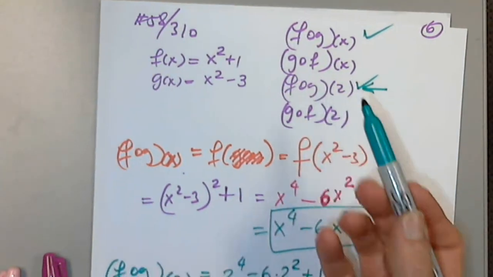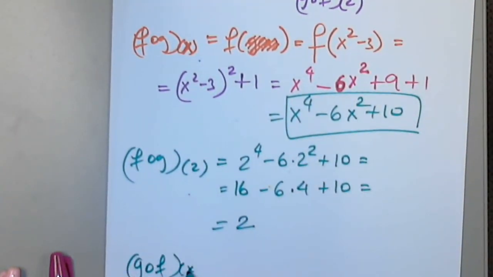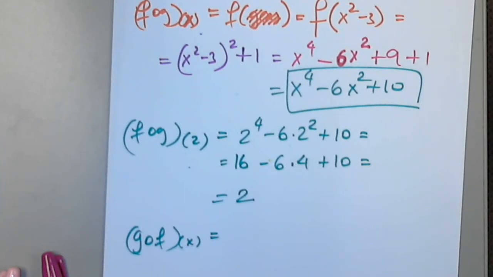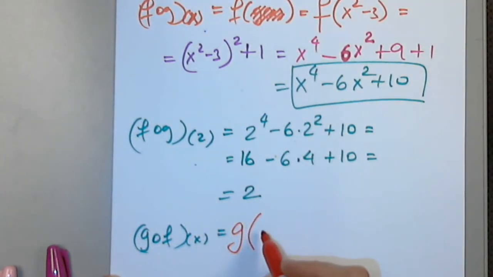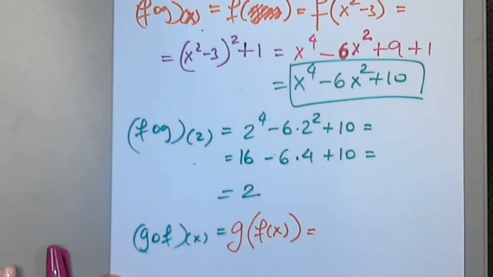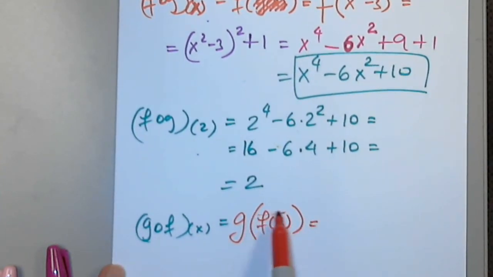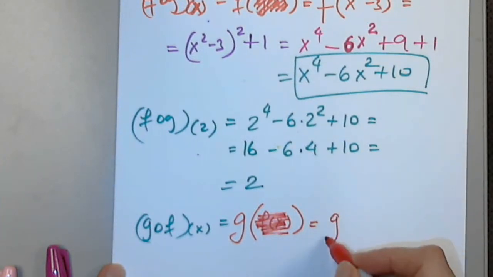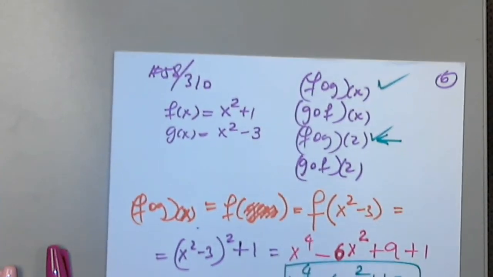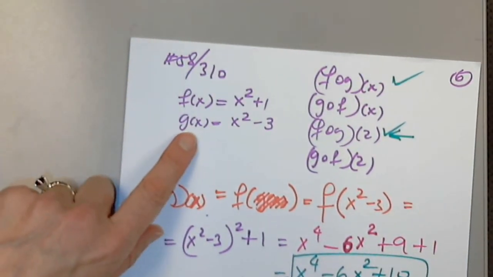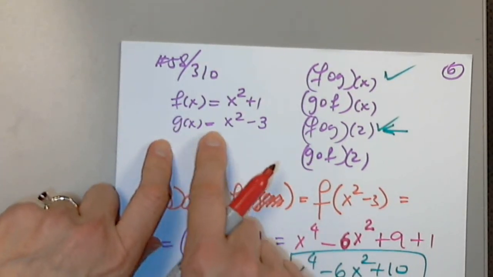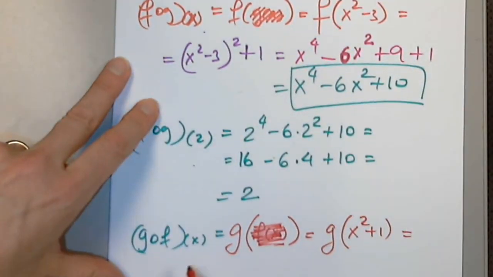Now I want to create g comp f of x. I have to write the definition first so I don't make a mistake. What do I write? Very good. Awesome. I look inside. You don't have to cross out anything. Again, I'm making a point. This is g of. Very good. At this point, I look at g. g says g of blah is blah squared minus 3. So x squared plus 1, squared, minus 3.